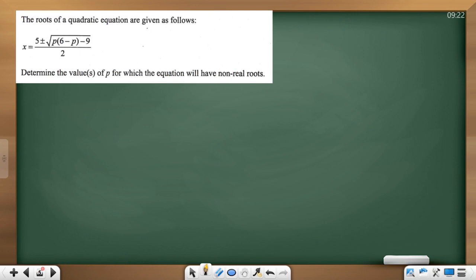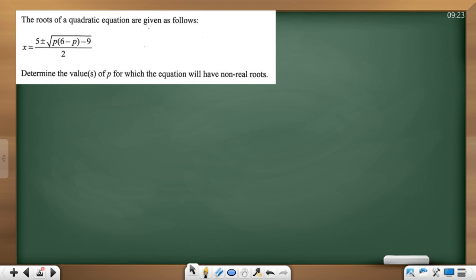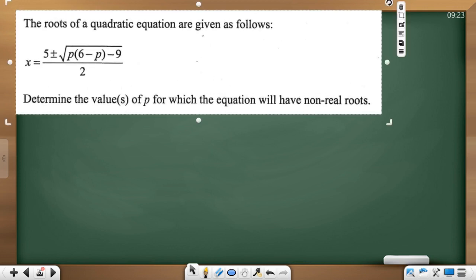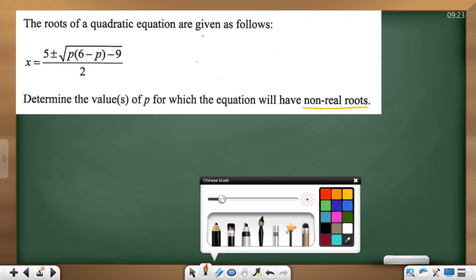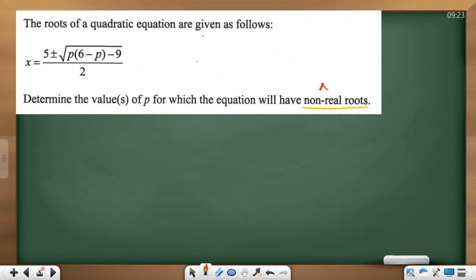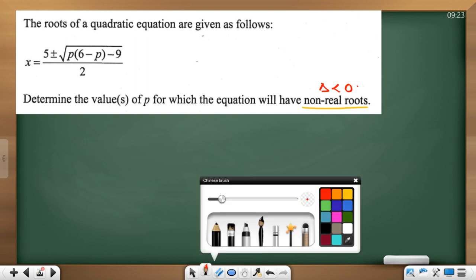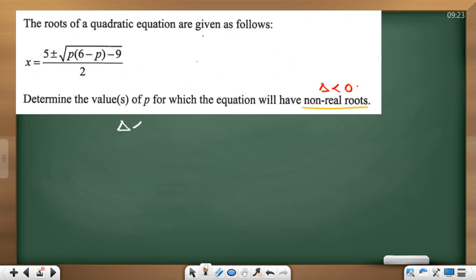Look at this one. The roots of a quadratic equation are given as follows. Determine the values of p. I wanted to see how I'm going to approach this one now. Determine the values of p for which the equation has non-real roots. Take note, non-real. What's the condition? Non-real, unreal. Our discriminant must be less than 0. Now, they are not asking us to show. They are asking us to find the values of p. So we need to start by saying discriminant is less than 0.